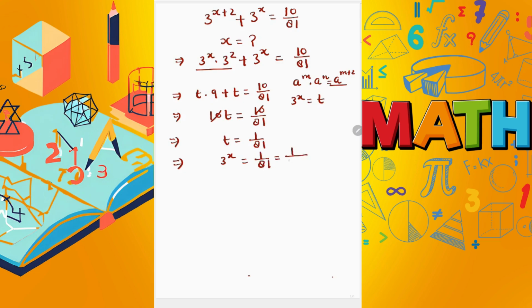81 can be written as 3 to the power 2 into 3 to the power 2, which is equal to 3 to the power 4. Now 3 to the power x is equal to 3 to the power minus 4. So x is equal to minus 4. So this is the solution of the problem.